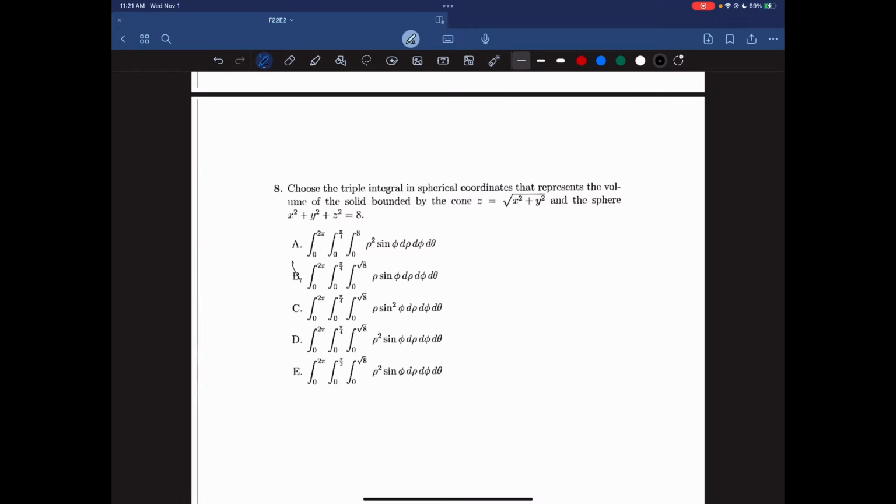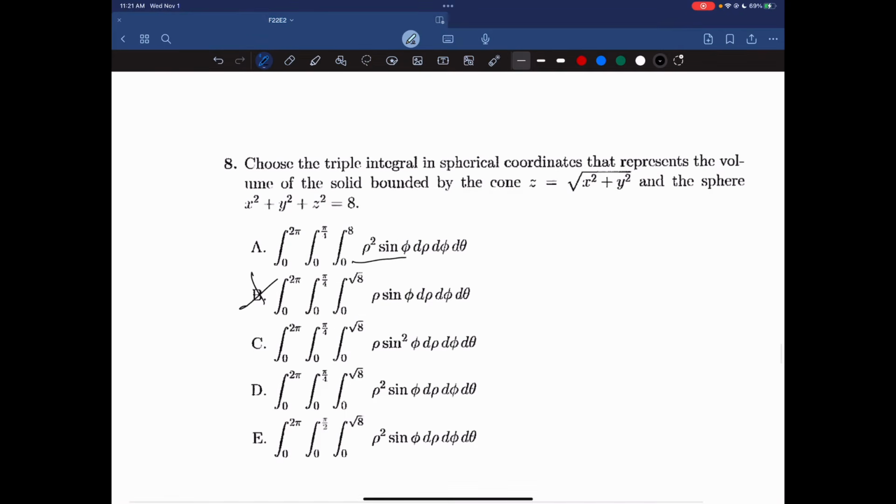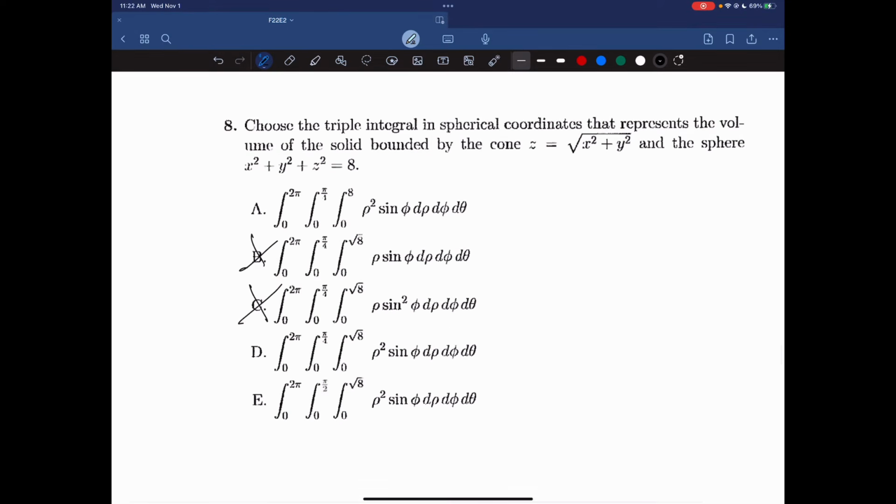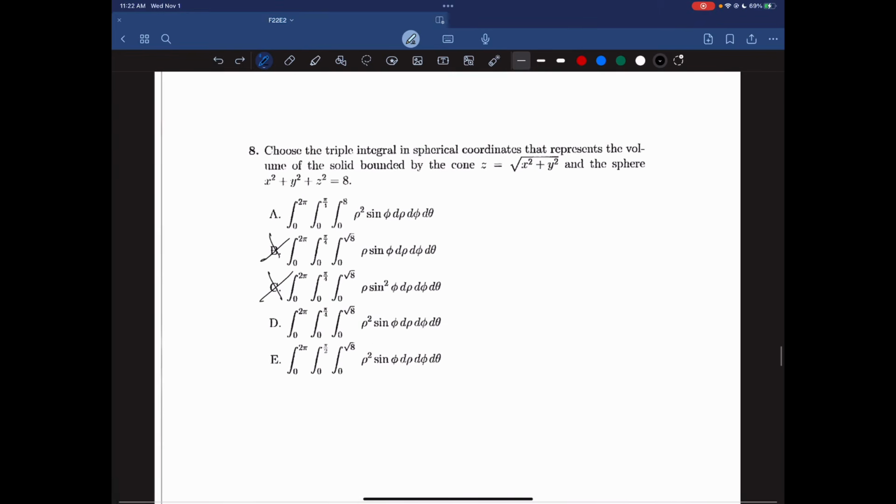B is incorrect because we know it should be rho squared sine phi, not rho sine phi. C, again, something is wrong with this part. It should be rho squared sine phi, not sine squared. All right, and it looks like everything else in our other answers looks good.